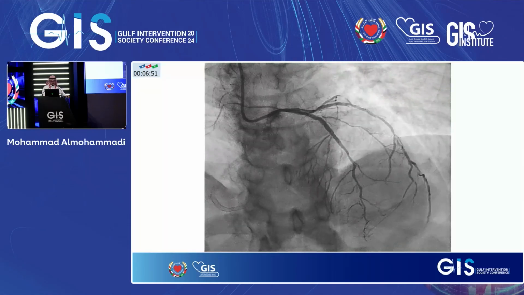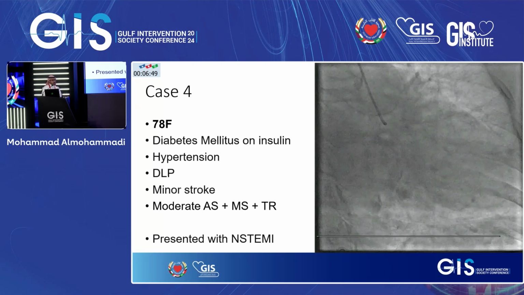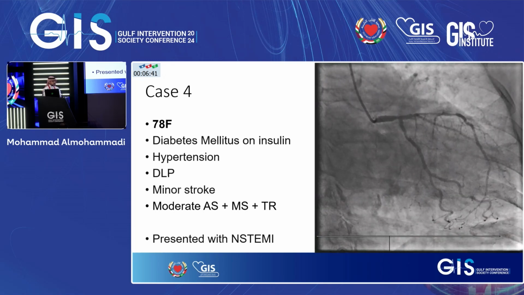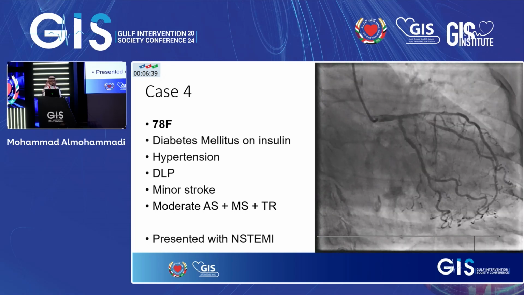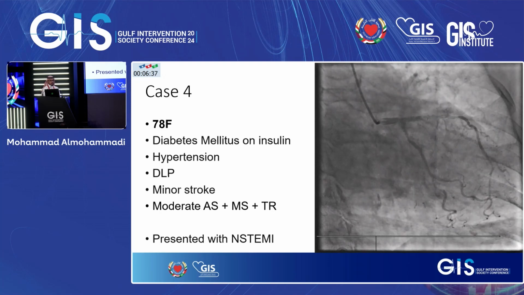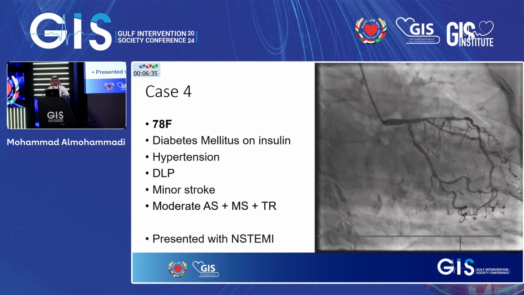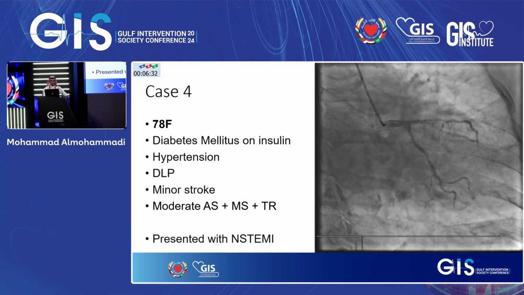This is the last case I want to talk about, and it's a case done by my colleague, and definitely I have his permission to present it. And at first glance, you think this is not so bad in terms of calcification. She is a 78-year-old female, hypertensive, moderate AS. She came in with NSTEMI.